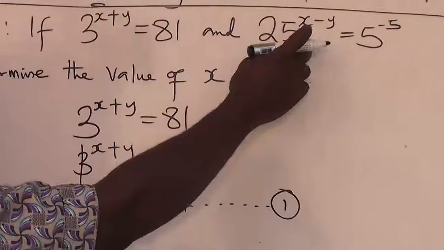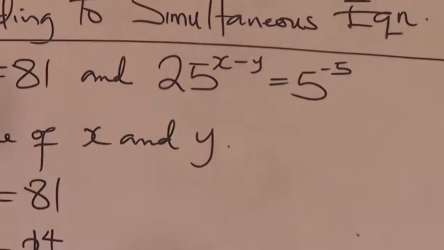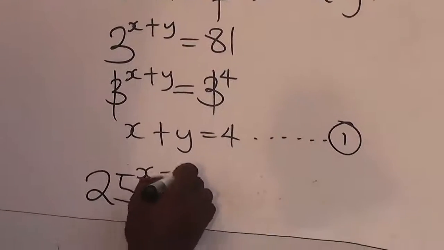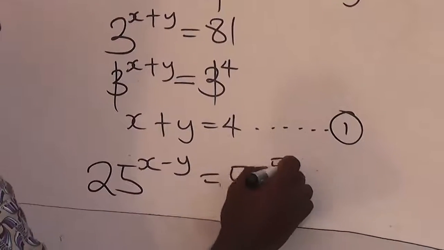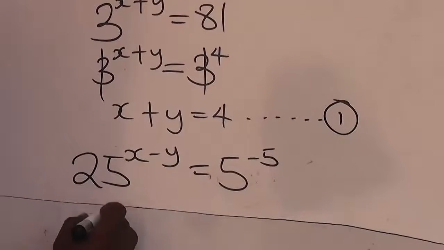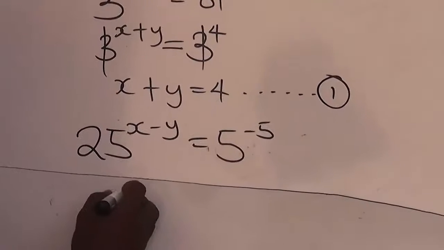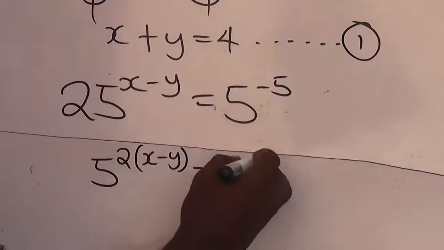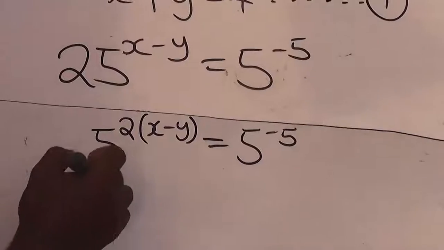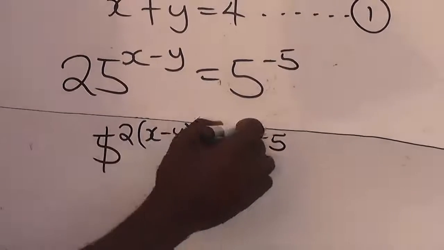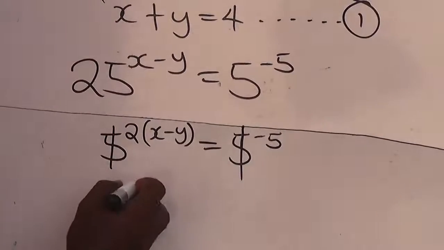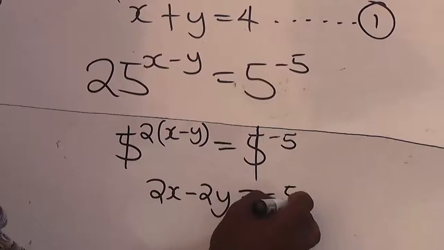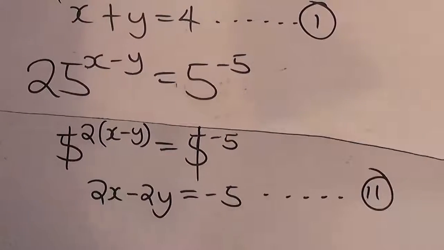Then we create the second equation from the second mathematical statement, which says 25 raised to power x minus y is equal to 5 raised to power minus y. Now the index form of 25 is 5 raised to power 2 into bracket x minus y is equal to 5 raised to power minus y. Now the bases are equal. Let's take them out. If we open this bracket, we will have 2x minus 2y is equal to minus y. This becomes our equation 2.